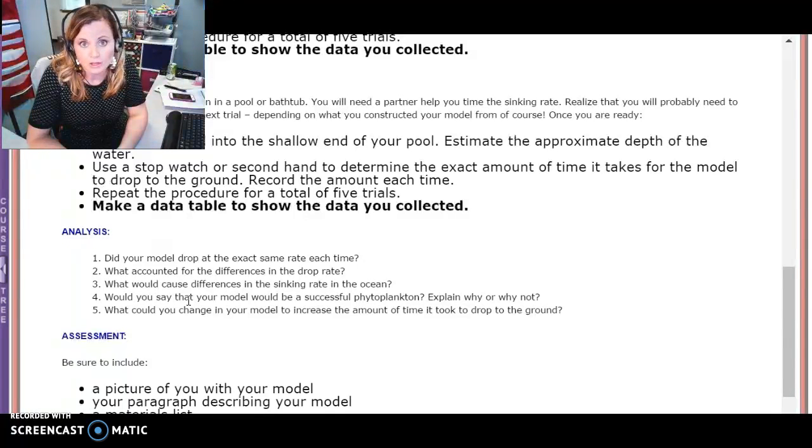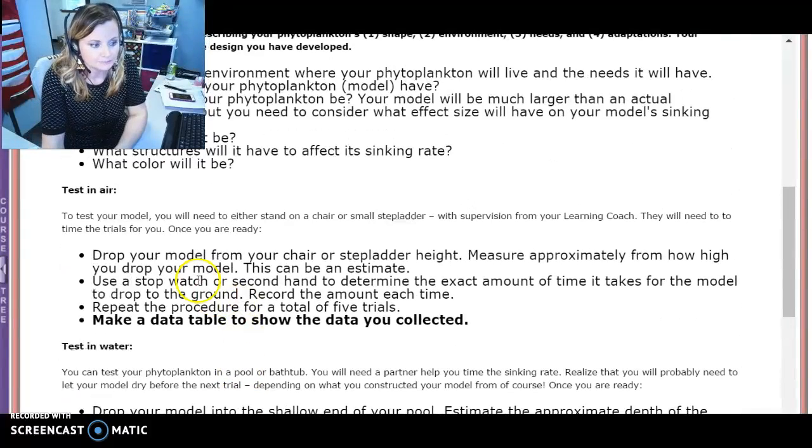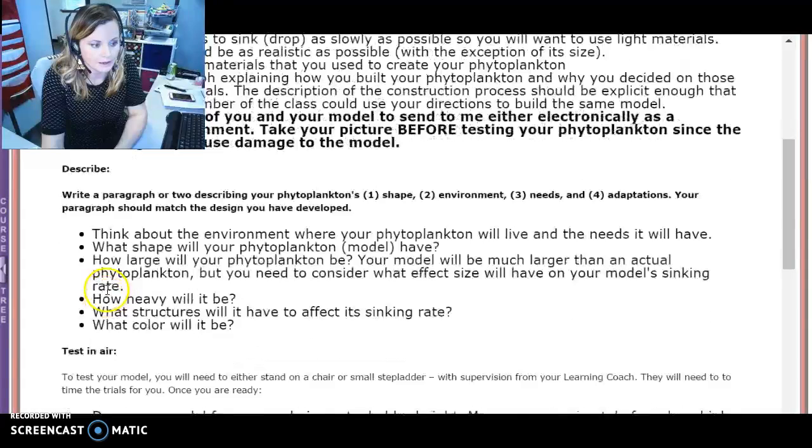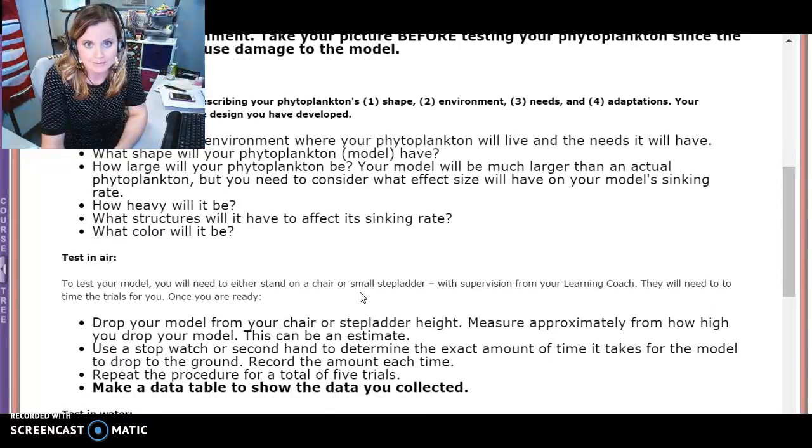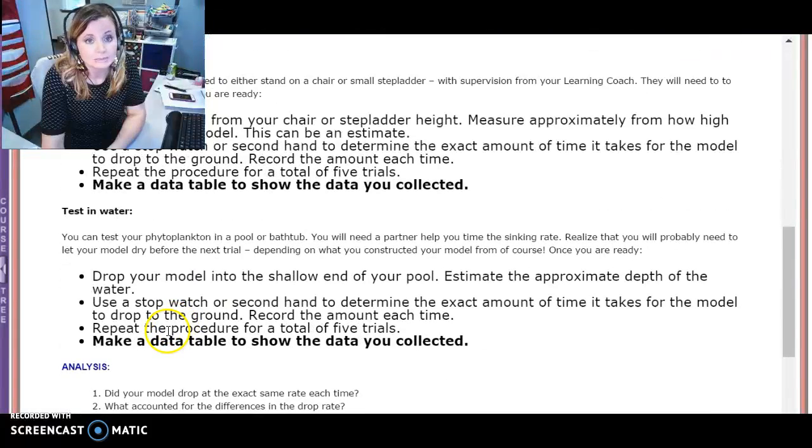Would you say that you've designed a successful phytoplankton? Why or why not? And what would you change if you could design it again to make it more successful? All right, so that information, you need to have not just your analysis questions, remember, but you need to have your beginning questions, these questions. You need to have your data table, there's 2 of them, and you need to have your final analysis questions plus your picture with your phytoplankton. Yes, your picture with your phytoplankton. I can hang it up on my wall and turn that into me.